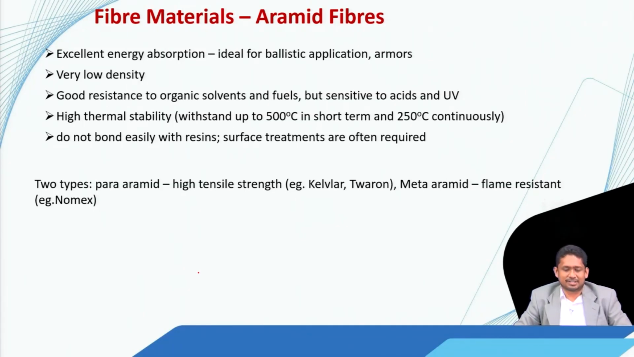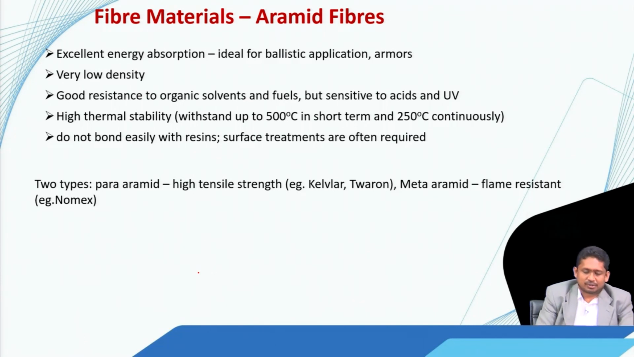It has low density. It has good resistance to organic solvents and fuels, but is sensitive to acids and UV. It has high thermal stability. In fact, it can withstand up to 500 degrees centigrade in short term, and it can continuously withstand around 250 degrees centigrade. But the problem is that they do not bond easily with resins, so surface treatments are often required. So they are available mainly in two types: para-aramid, which is high tensile strength, examples are Kevlar, Twaron, and there is meta-aramid, which is flame resistant. Example is Nomex.